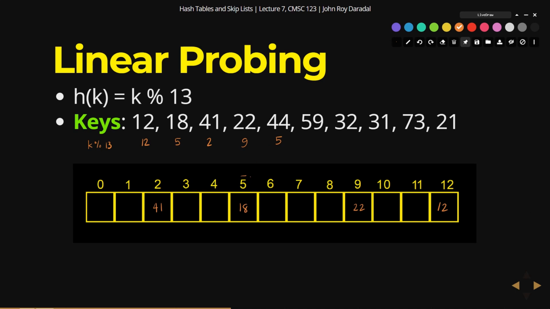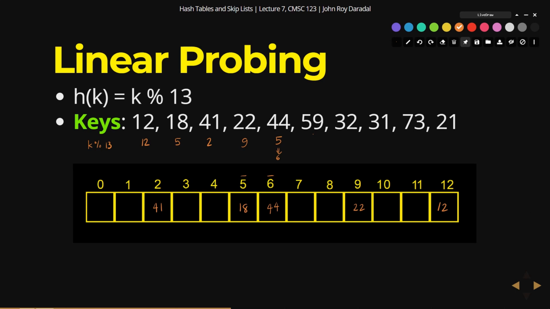So what we'll do is we will check for the next available cell. 5 is taken, so let's check 6, the next one. 6 is empty, so we could put 44 here. Okay, does that make sense? Since the original index 5 was not available, we placed it at index 6.